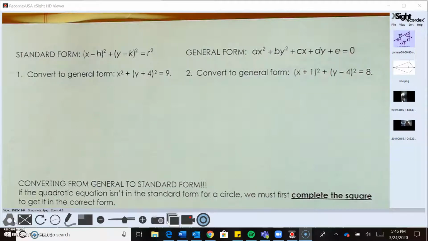Alright, Geometry Digital Learning Day 8. So hopefully yesterday you were able to review completing the square, which you saw in algebra. We've done it before. Now we're just going to take it another step and apply it with our circles.